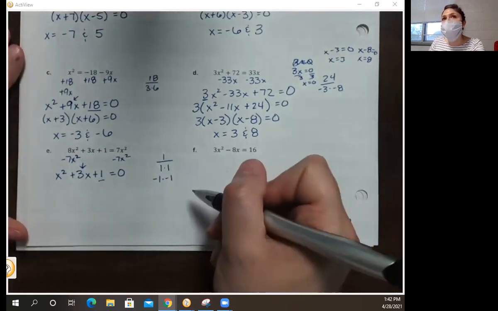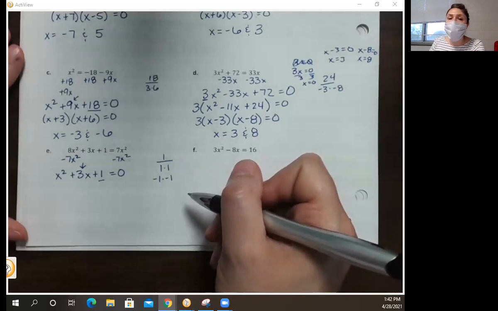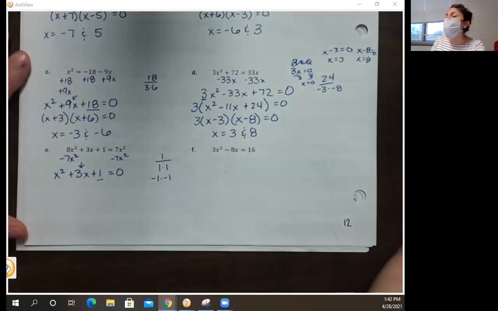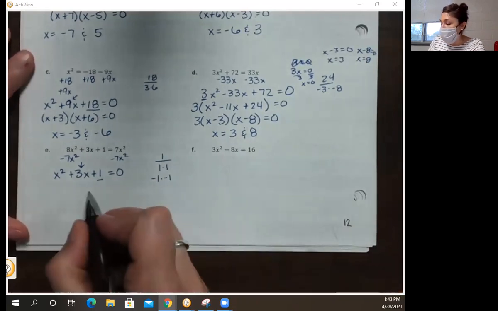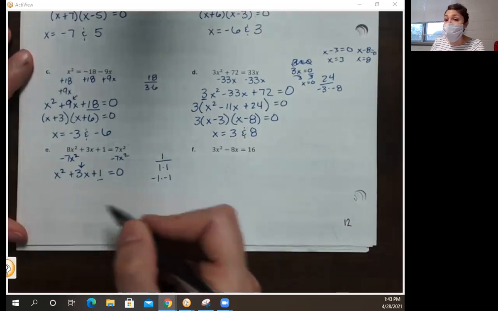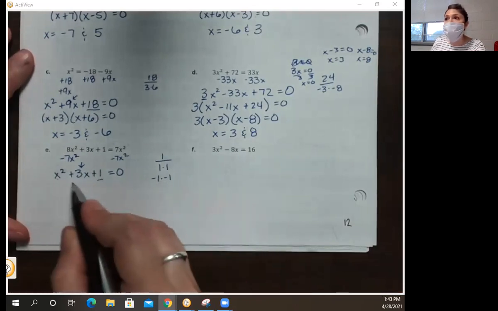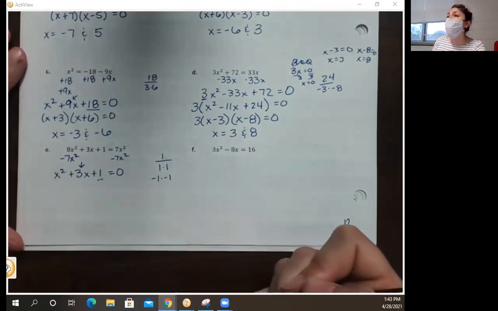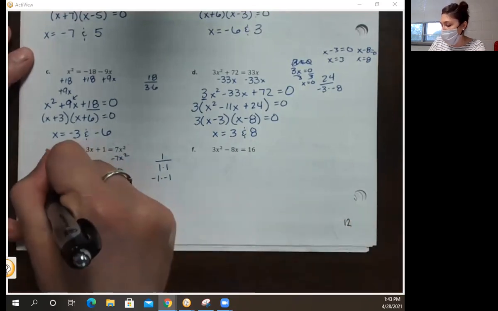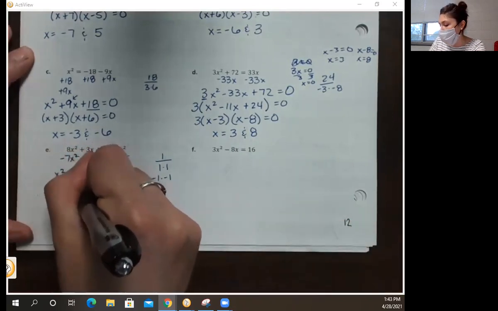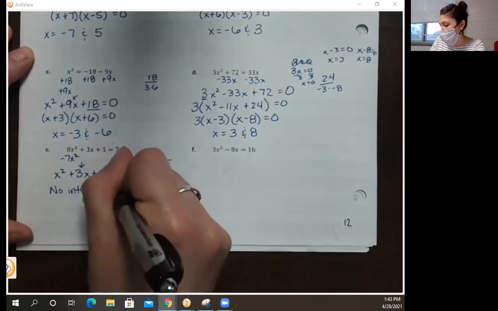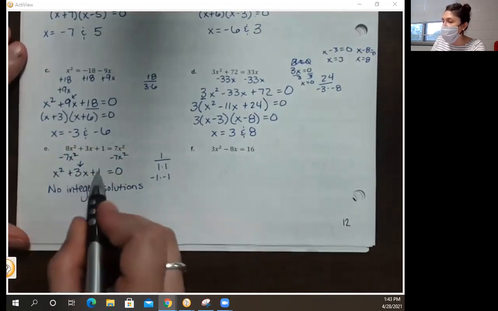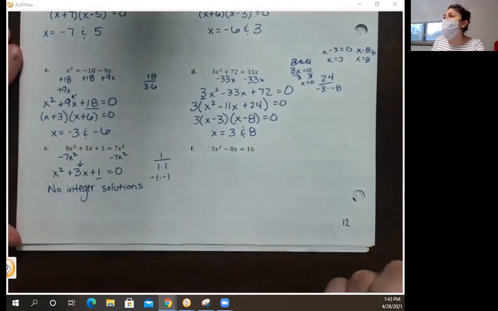No. So we saw a couple of problems like this in our last unit when we were first learning how to factor. And we said for a case like this, there were no integer factors that we could use here. So I can't write this in factored form because I don't have integer factors. So since we're solving now, instead of saying no integer factors, we're going to say no integer solutions. Okay. So for E, no integer solutions. If I can't find integer factors to write factored form, that means I'm not going to have integer solutions.